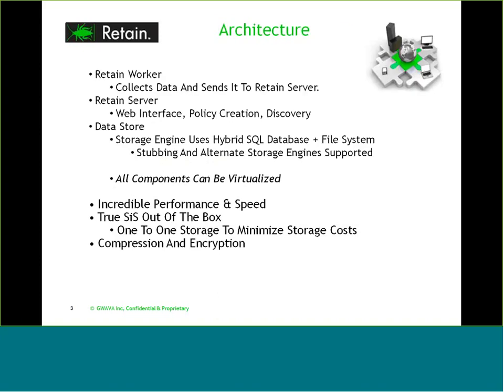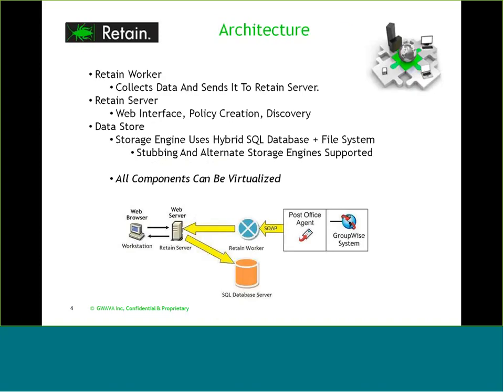Okay, we're switching slides. So now we should be on the architecture slide, and I think that should be okay. Really what we're looking at is the little diagram down at the bottom. Really simple. When we talk about the architecture, there's really three pieces: the Retain server, the Retain worker, and your SQL database. The Retain worker is just a little software component that can either go on your GroupWise system, on your post office server, or it can go on the Retain server, or it can go on any server.